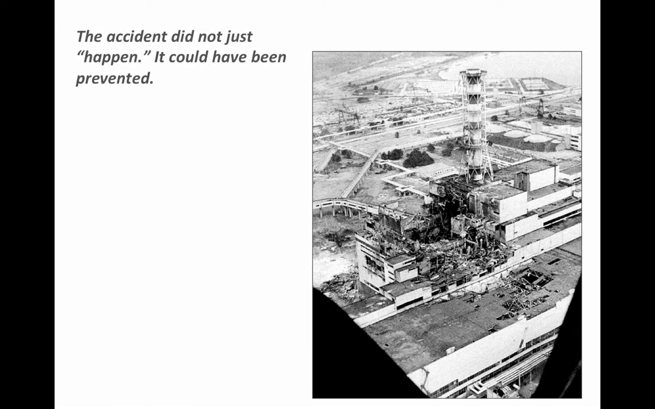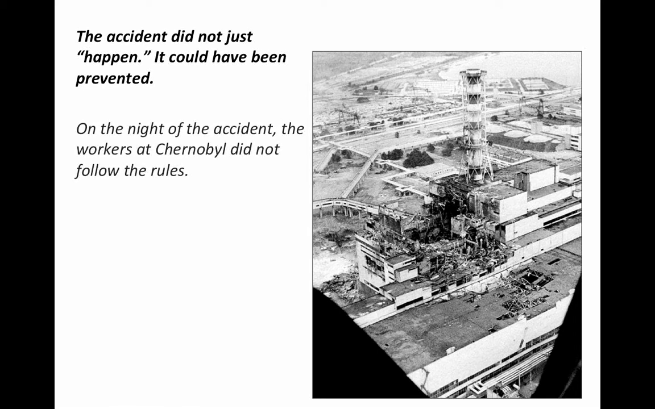This accident did not just happen. It could have been prevented. Like in your own science lab, there are certain rules that you have to follow. You have to wear protective goggles and gloves and things like that. These are rules that you follow to keep you safe. But on the night of the accident, the workers at Chernobyl did not follow their own safety rules.